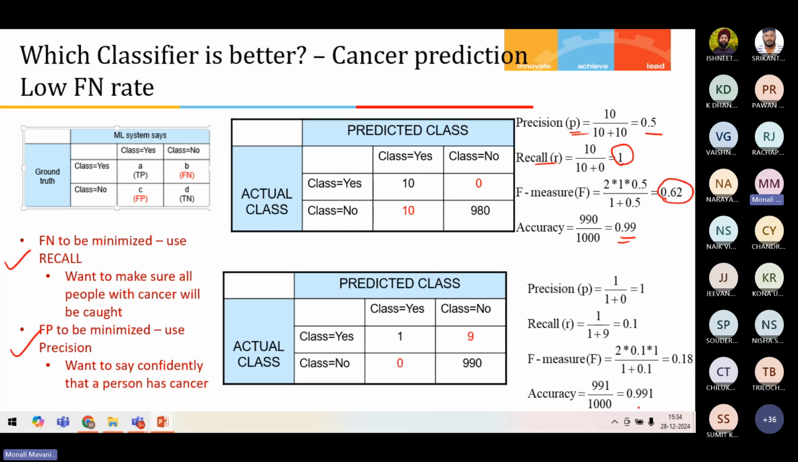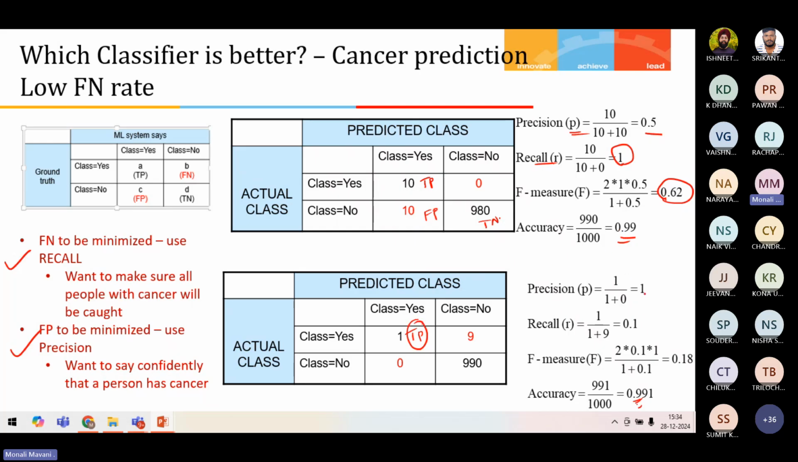Accuracy is good in both cases. Even if you see here, true positive is 10 and false positive is 10 and true negative, and here true positive is just 1. But still accuracy is good. Anyway, it's a class imbalance problem.